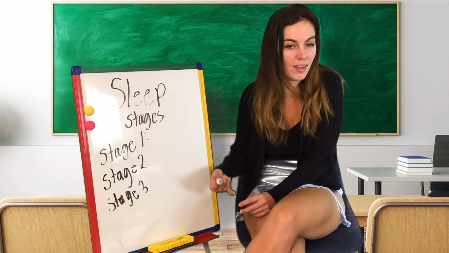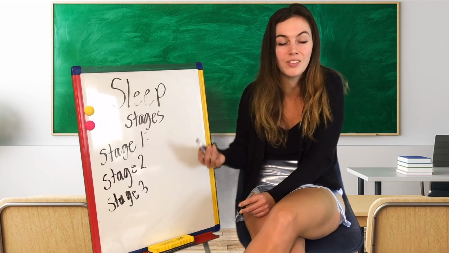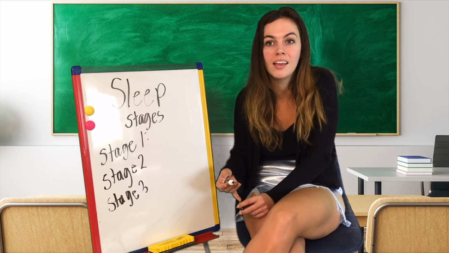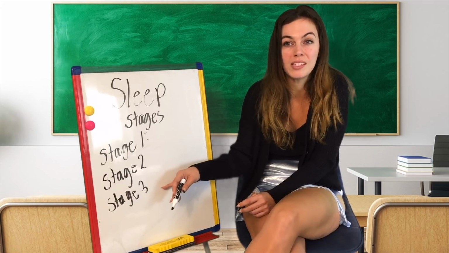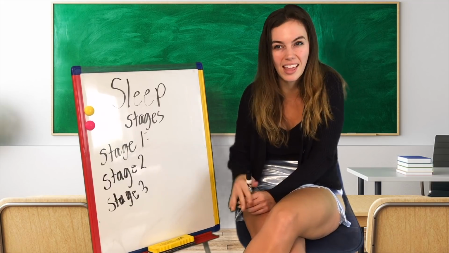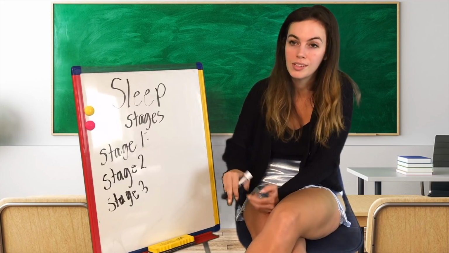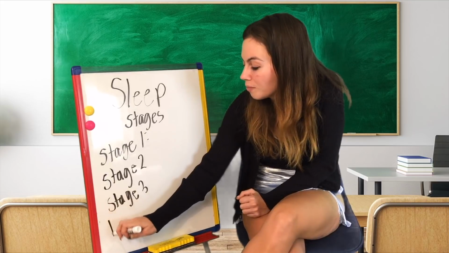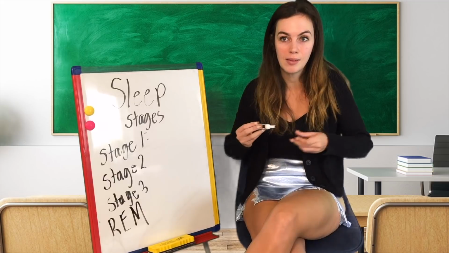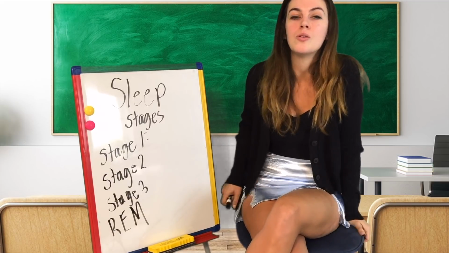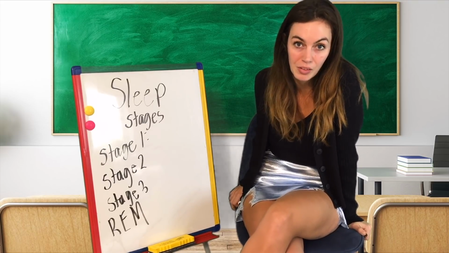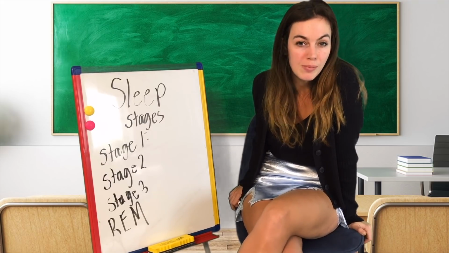There's no eye movement or muscle movement, and it's difficult to awaken. The time when sleepwalking or terrors might occur would be stage 3, so you're sleep talking, sleepwalking, things like that. Then after stage 3, you have the REM or rapid eye movement stage. This is considered a deep sleep. When you're in REM, your brain waves increase to the awake level. Most dreams occur during REM.